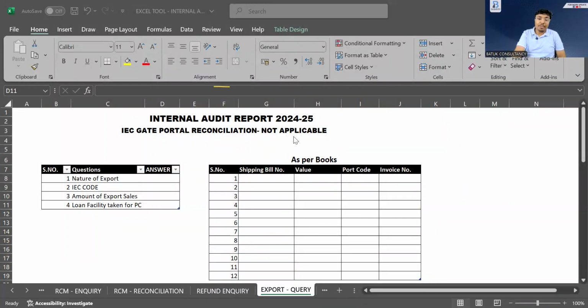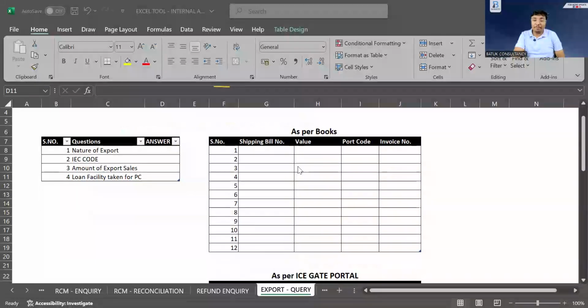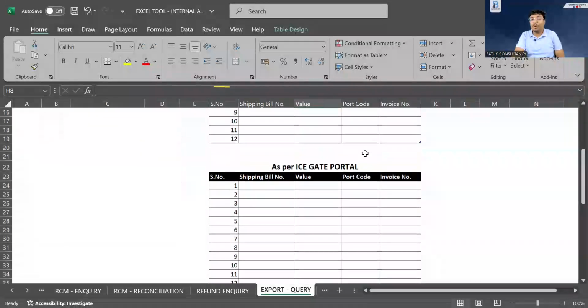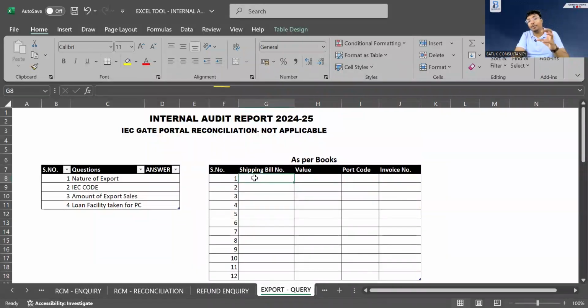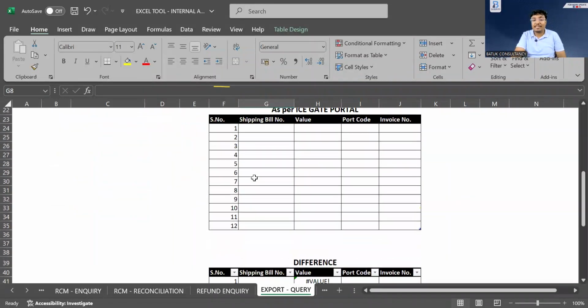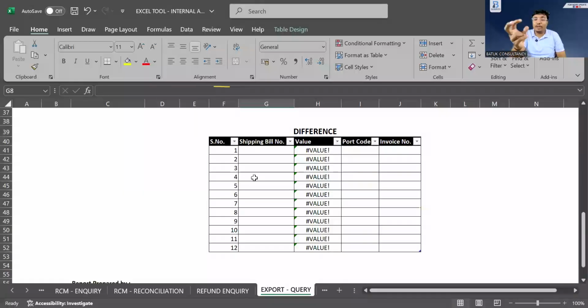Okay, so you have to prepare a data shipping bill as per books of accounts: your shipping bill number, value, port code, invoice number, and the same you have to ensure with the ICEGATE portal. You can add multiple rows in this particular tool. Okay, so you just need to ensure shipping bill, value, port code, invoice number, and the same here, and you just need to calculate the difference.